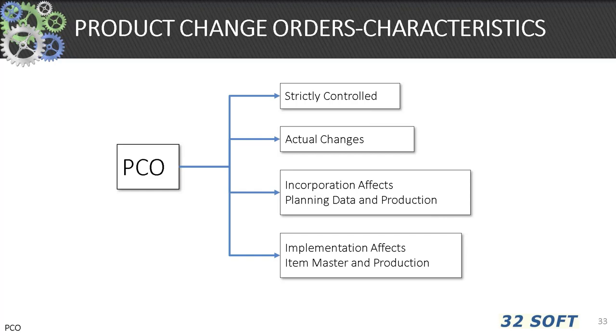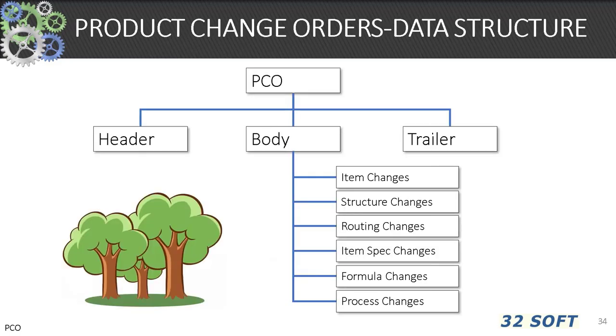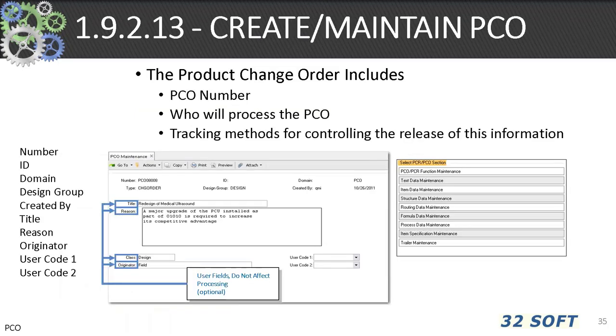Actual changes take place in the QAD production-related tables, as with incorporation, that directly affect planning data and production. Final implementation of a product change order affects live production data for items and other tables. The product change order consists of three primary elements: the header, the body, and the trailer. Within the body of the PCO, you can add, change, or delete text, items, structures, routings, formulas, items, fixes, and process, and we'll cover each in detail.